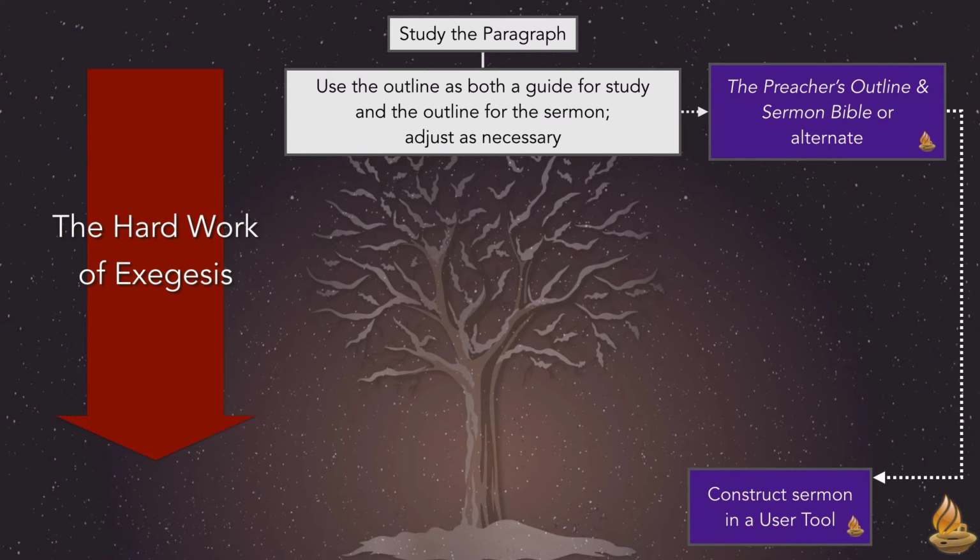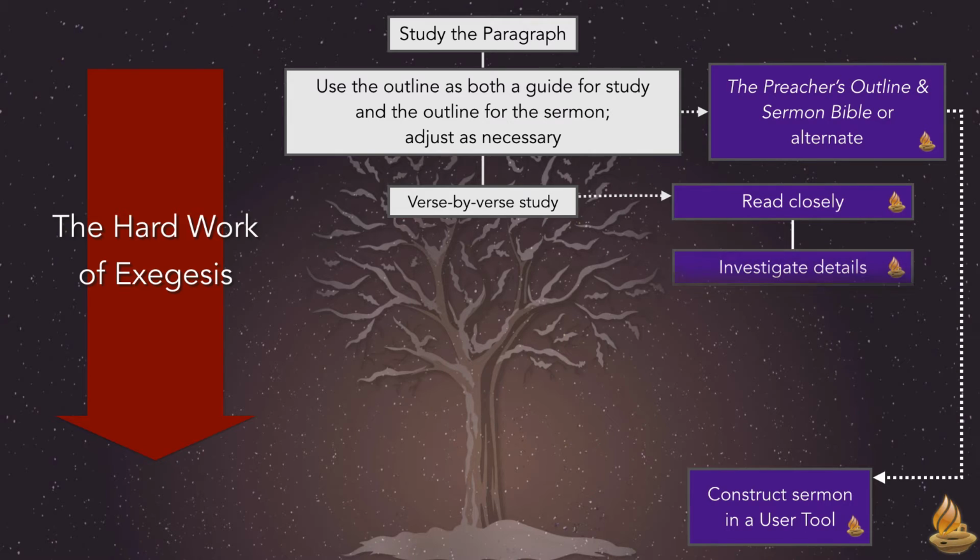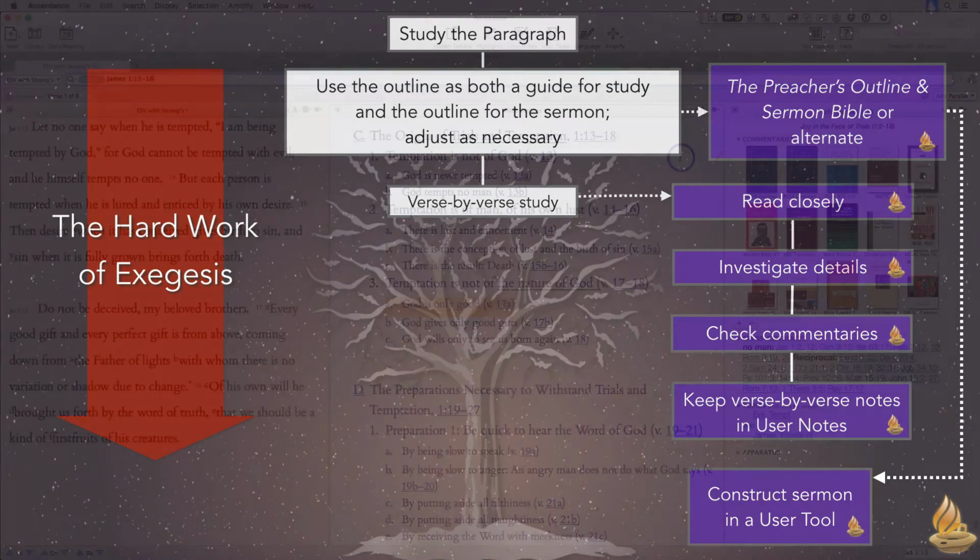Anyway, this is the time to copy it into a user tool, the place where we'll actually construct our sermon. Then we'll begin our verse-by-verse study, reading each verse closely, investigating its details, and checking the commentaries that now appear in our info pane. We need to be sure to keep our notes organized verse by verse too, and the best way to do so is to record them into Accordance's user notes.